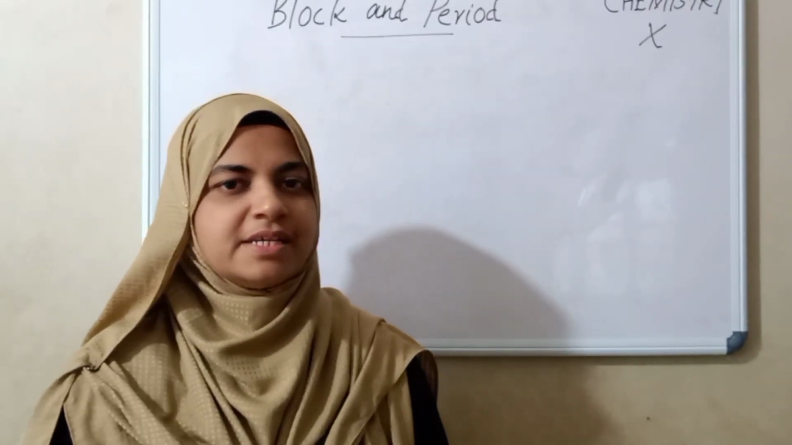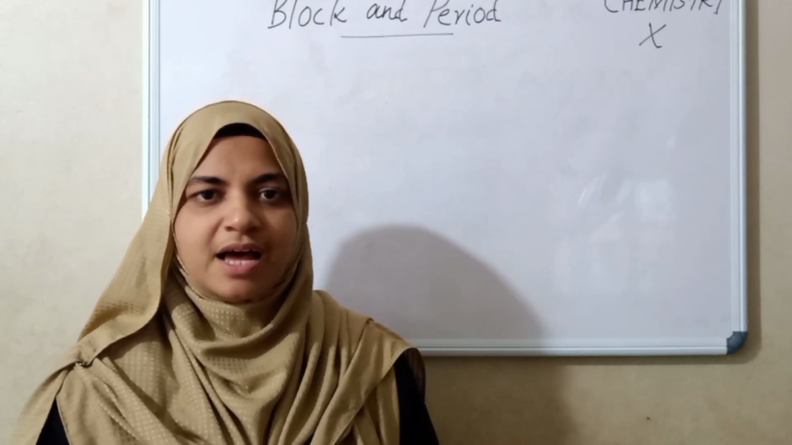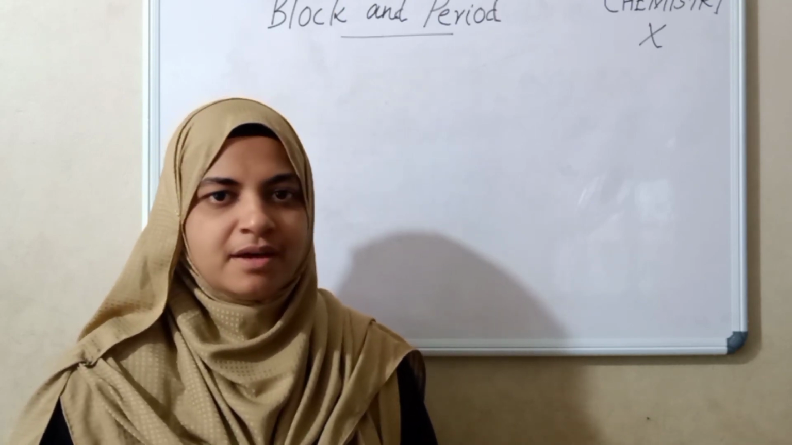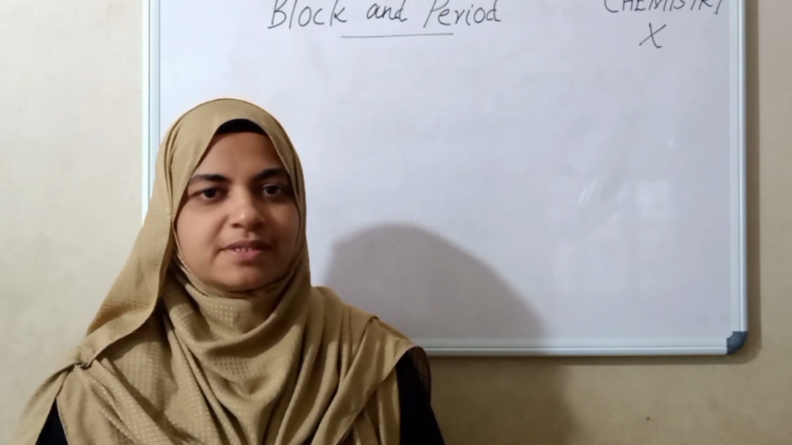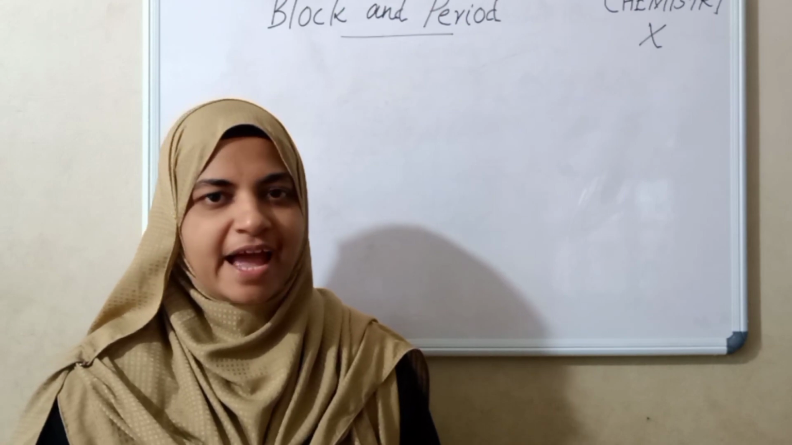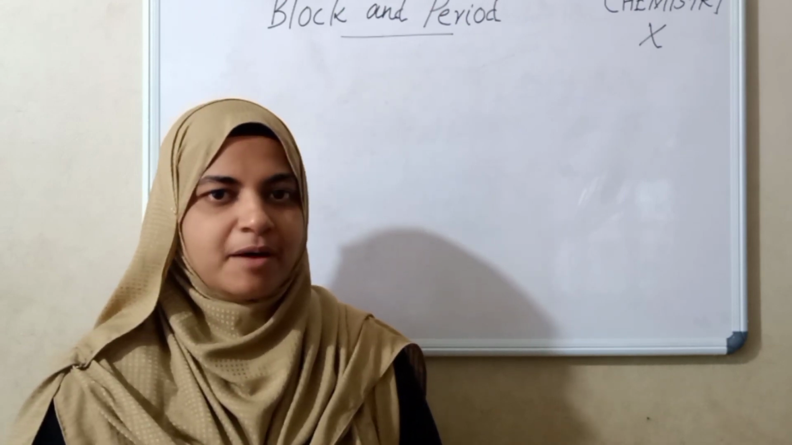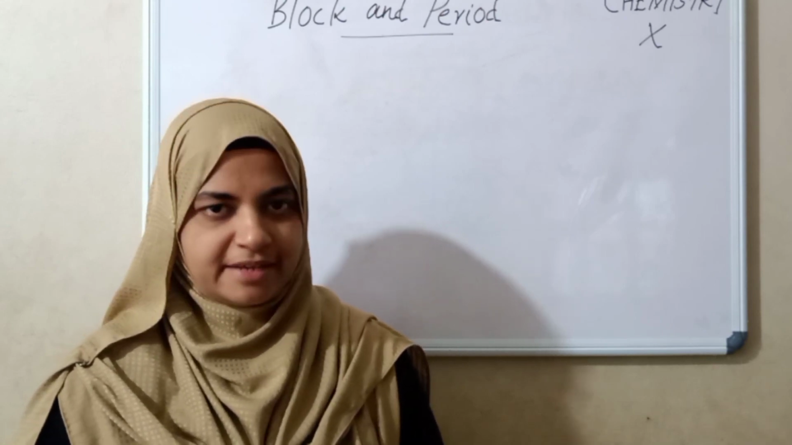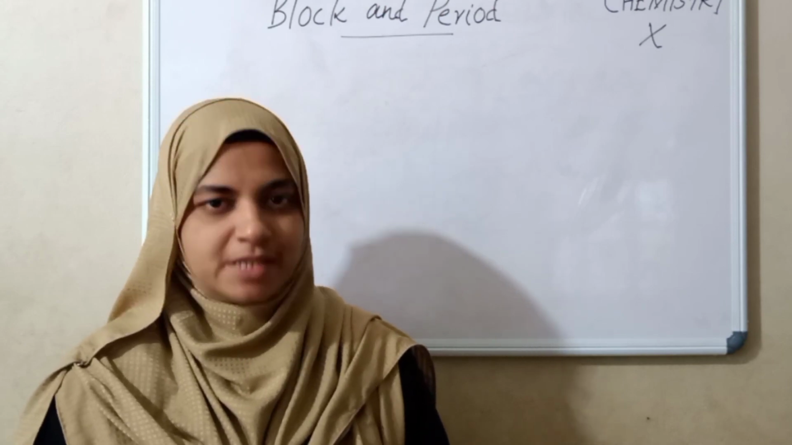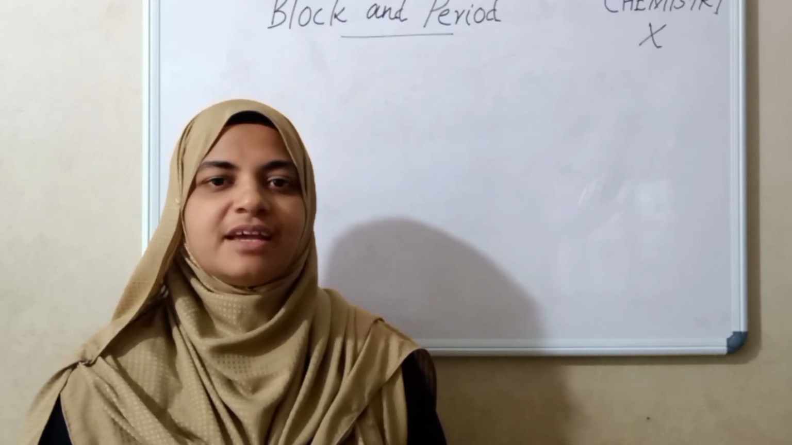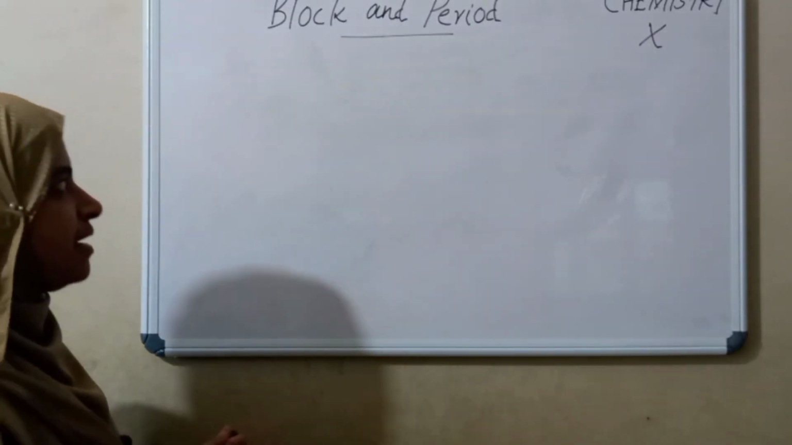Next we can discuss block and period. Block is a classification based on the subshell electronic configuration. There are 4 blocks: S, P, D and F. The block is determined by the name of the subshell. That is, the name of the block is the same as the name of the subshell in which the last electron is added. For example, beryllium.